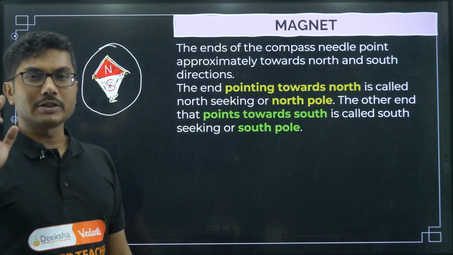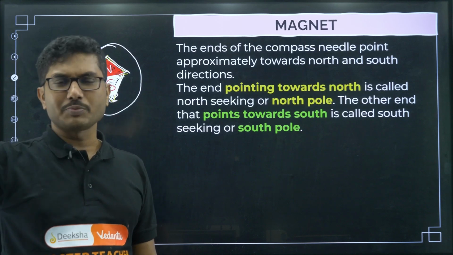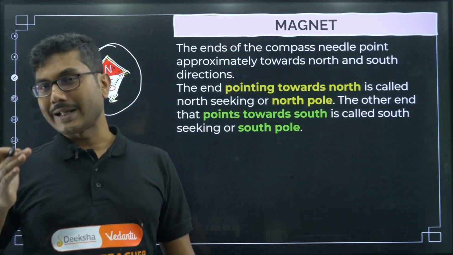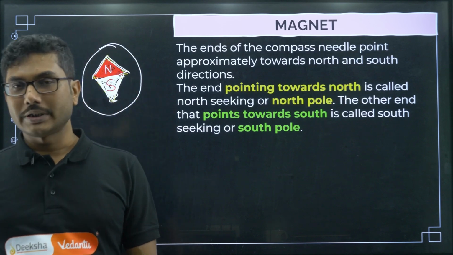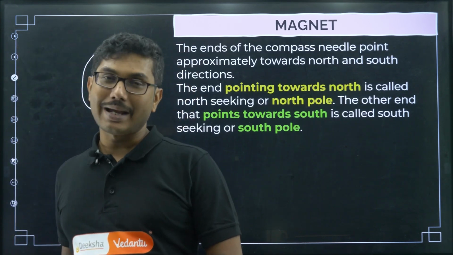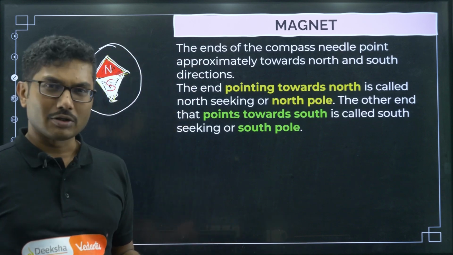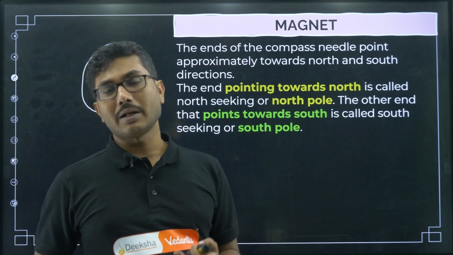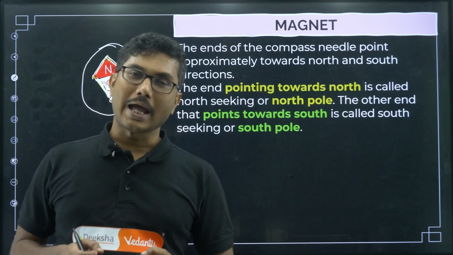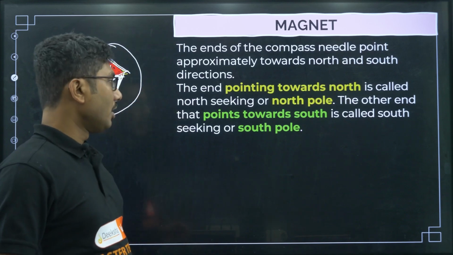because the north pole points towards the north, approximately towards the geographical north. That is why this is the north seeking pole, not exactly towards the geographical north. There is an angle between geographical north and magnetic north, and that is also changing slightly year on year. So that is why it is called the north seeking pole and this is called the south seeking pole, right.